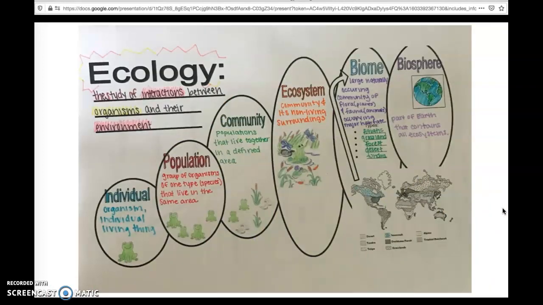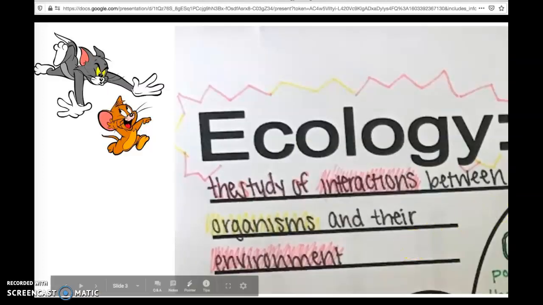So, like I said, this is where we're going. These are our ecology notes, so find this page in your notebook. So first, we're going to define ecology. This is the study of interactions between organisms and their environment. Remember, when we defined our different prefixes and suffixes, ology is the study of, eco is kind of like life. Life interactions is what eco means.